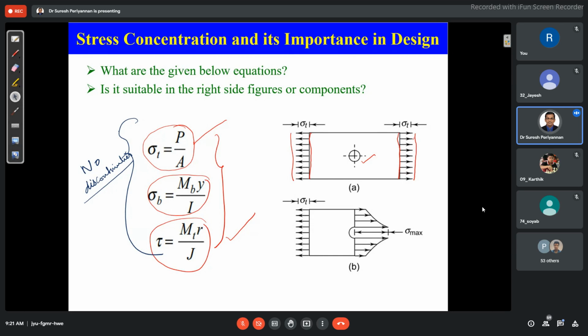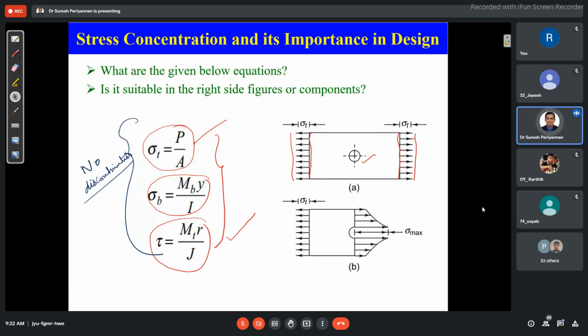Hence, in practical conditions we cannot avoid this type of discontinuity. The discontinuities we can list like this: holes, keyways, grooves, or threaded portions. We can't avoid that. These are called discontinuities while designing the component. We can't avoid this kind of design while preparing our component.